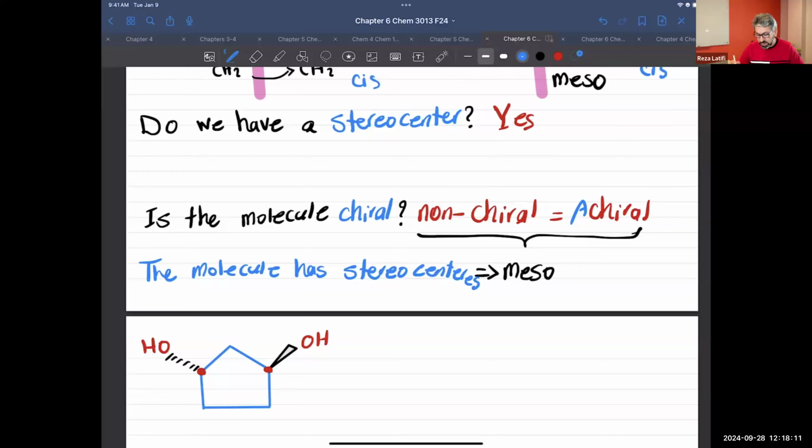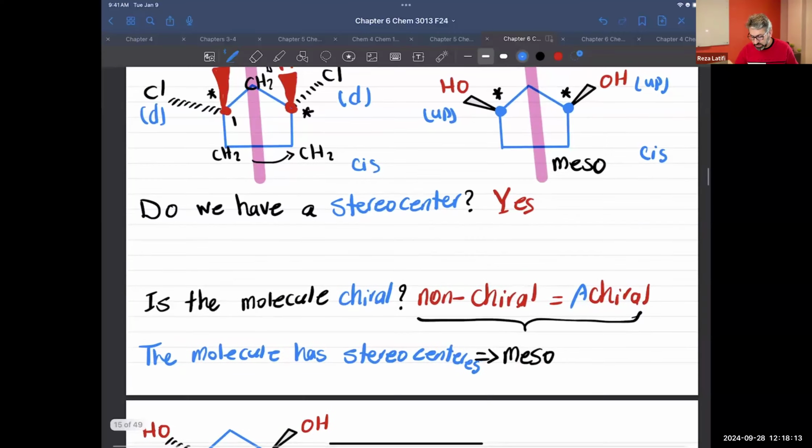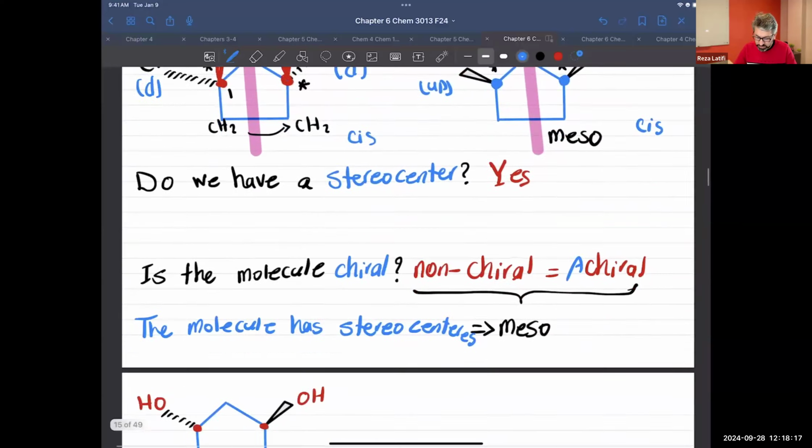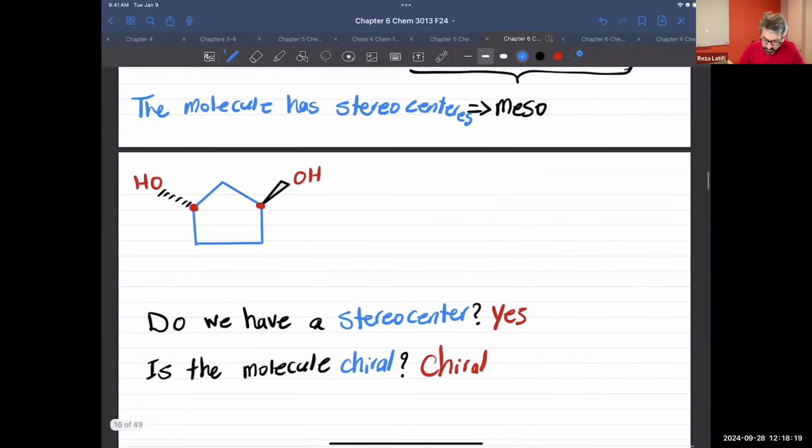Okay, stereocenters, but because of the plane of symmetry, it's not chiral. So in that case, we use meso for it. Okay, another one. We have OH pointing up, OH there pointing down. So this is going to be the trans isomer.